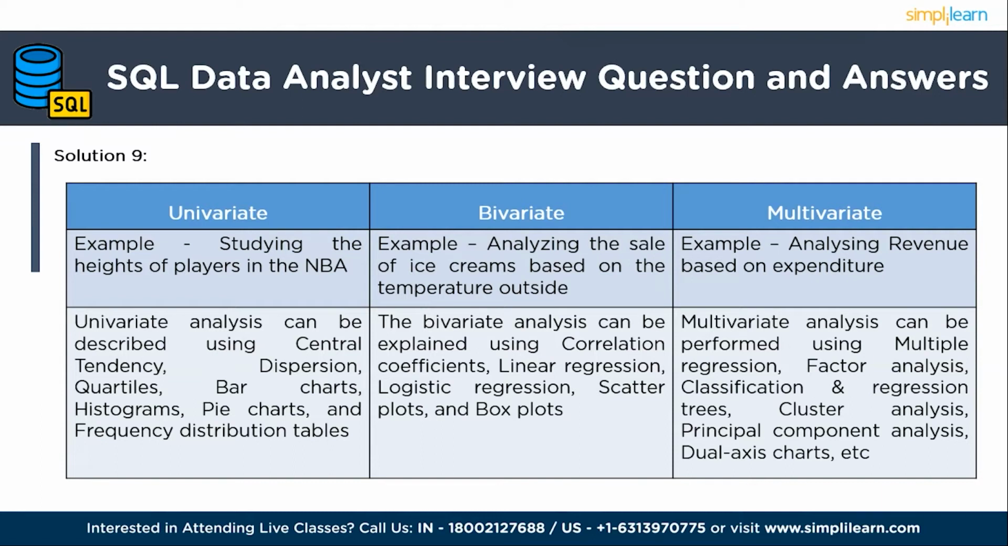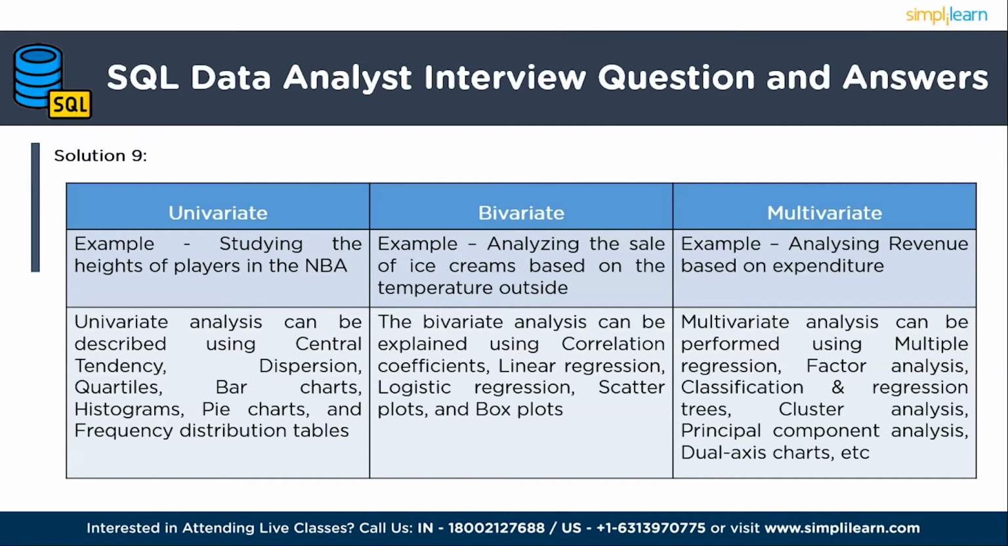Moving on to bivariate analysis, it involves the analysis of two variables to find causes, relationships, and correlations between the variables. For example, analyzing the sale of ice creams based on the temperature outside. Bivariate analysis can be explained using correlation coefficients, linear regression, logistic regression, scatter plots, and box plots.